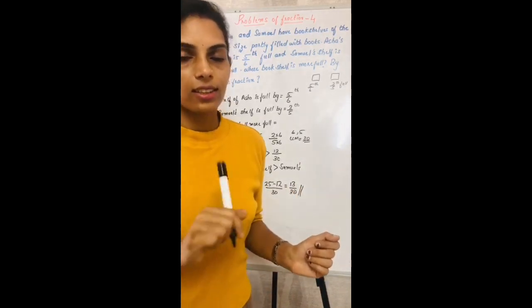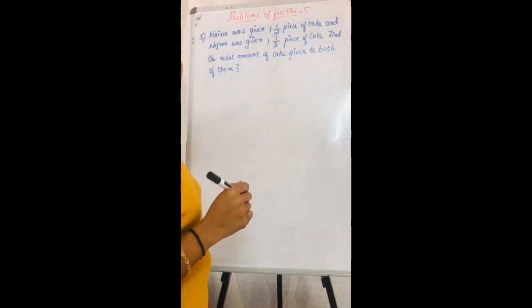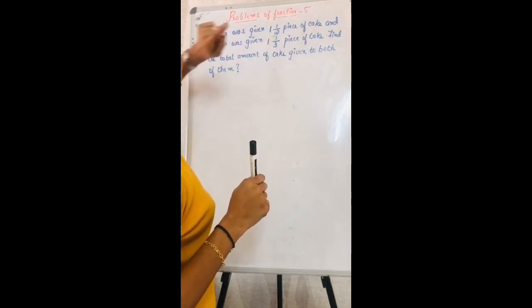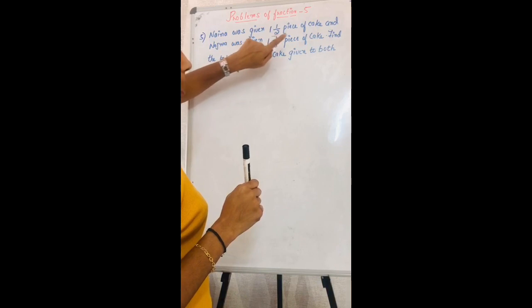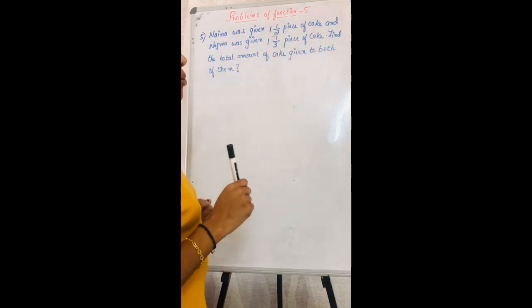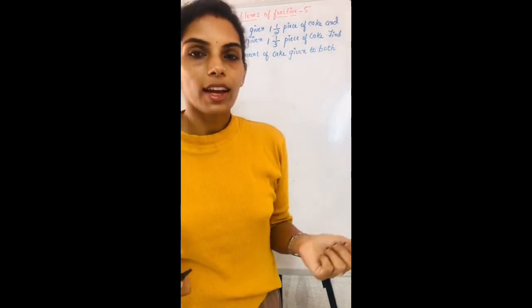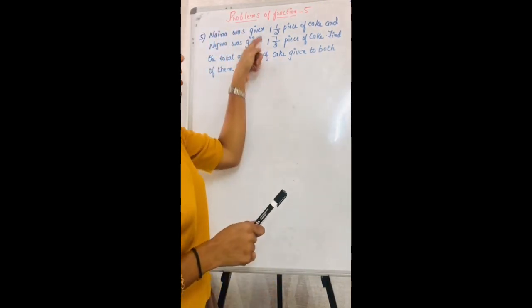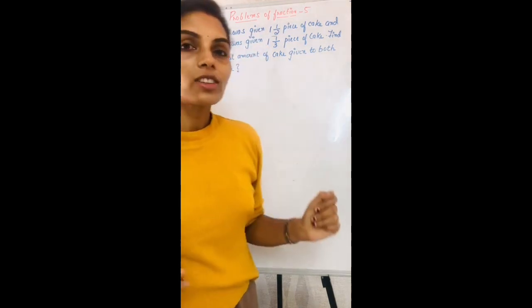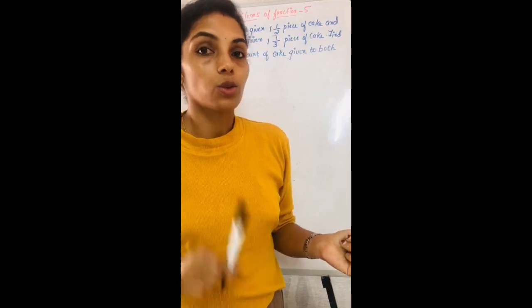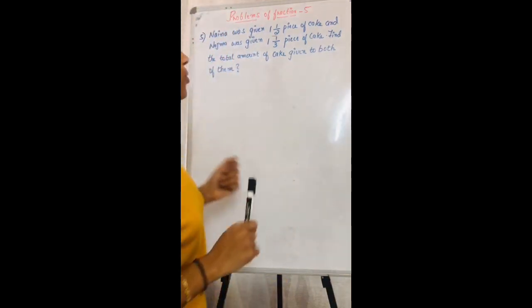You got it? Problem about fraction. Naina was given 1 by 2 piece of cake and Ashma was given 1 by 3 piece of cake. Find the total amount of cake given to both of them. As all of you know, it's just simple addition, right? But here you have to focus on the mixed fraction. You cannot solve this problem without converting them to improper fraction. So you have to convert into improper fraction.